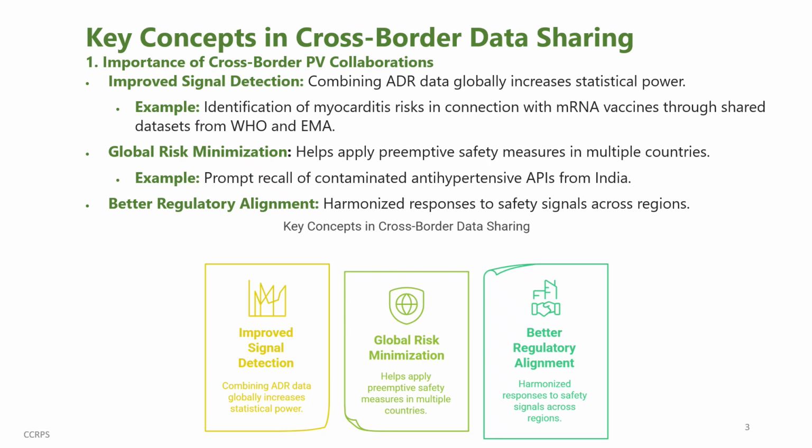It improves signal detection. Combining adverse drug reactions data globally increases statistical power. Example, an identification of myocarditis risks in connection with mRNA vaccines through shared datasets from WHO and EMA. Global risk minimization helps apply preemptive safety measures in multiple countries. Example, the prompt recall of contaminated antihypertensive APIs from India. Better regulatory alignment, harmonized responses to safety signals across regions.